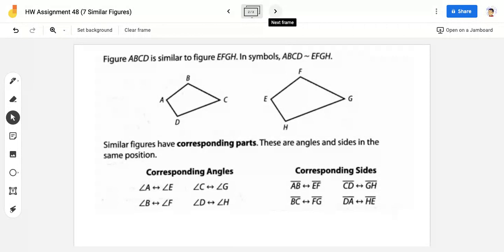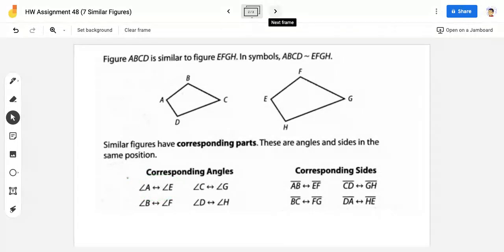So at the bottom it says similar figures have corresponding parts. Remember what we said about people's thumbs. Our thumbs on our right hands all correspond to each other. They're all in the same position. So similar figures will have corresponding parts. These are angles and sides in the same position. So as we stated before, angle A and angle E are corresponding.